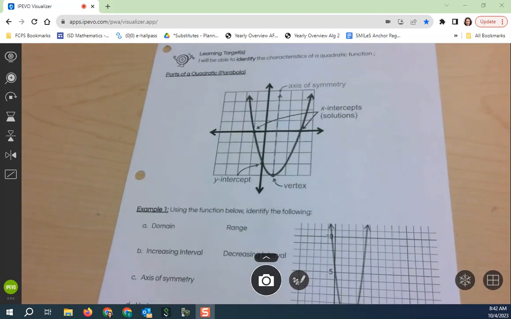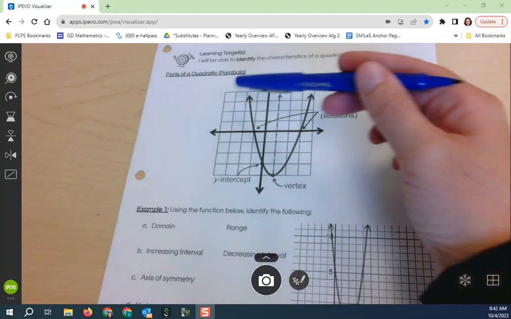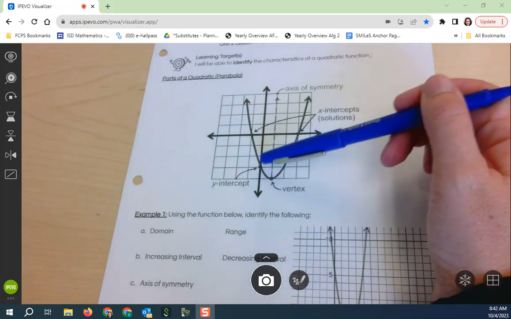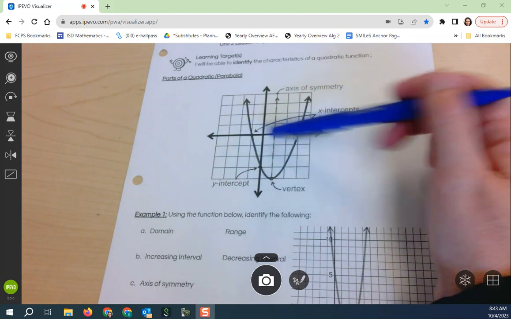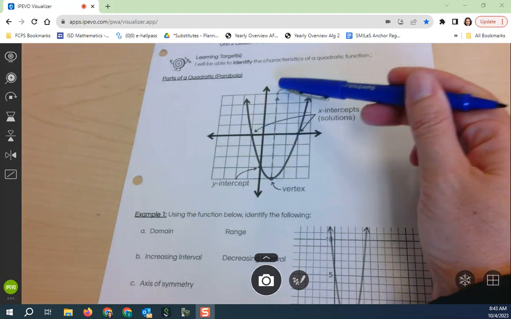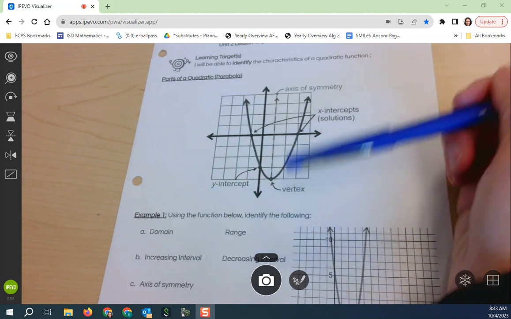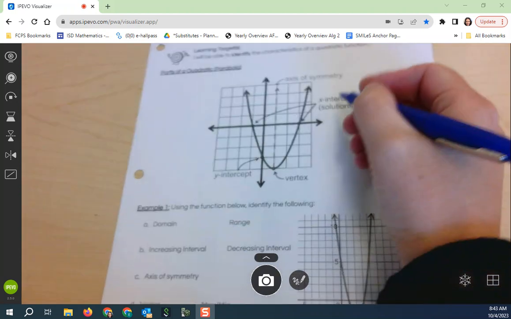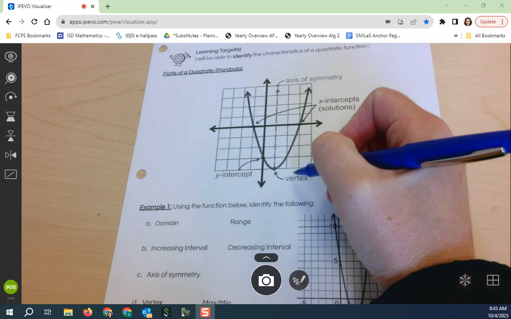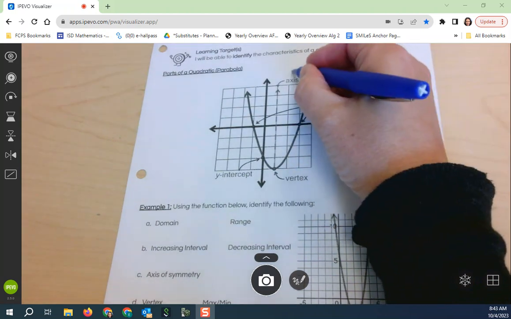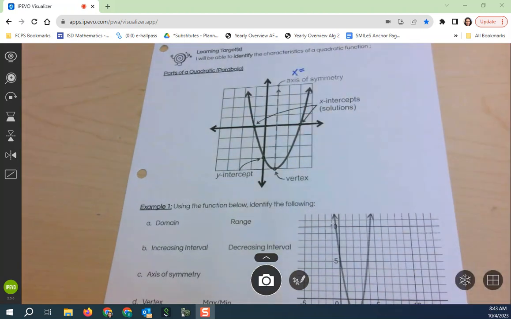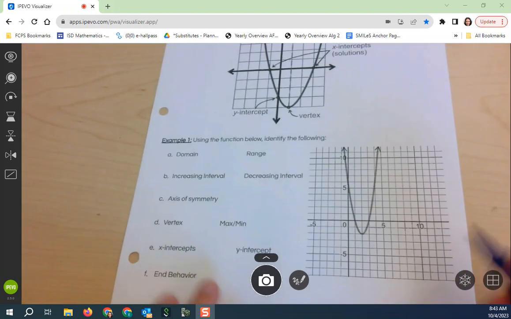Okay, folks, let's see how you did. On the top of your paper, there's a picture that reminds you of some of these characteristics: y-intercepts, x-intercepts, vertex, axis of symmetry. These are going to be points, your intercepts and your vertex. Axis of symmetry is going to be a line with x equals a number. Okay? All right, but let's look down here.